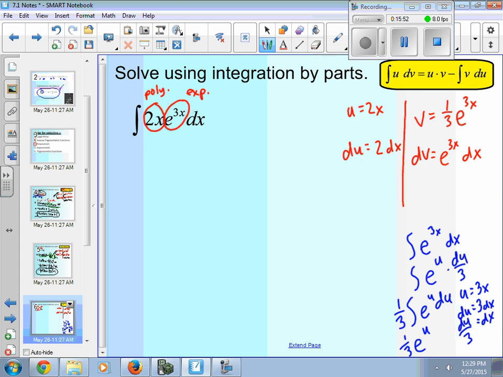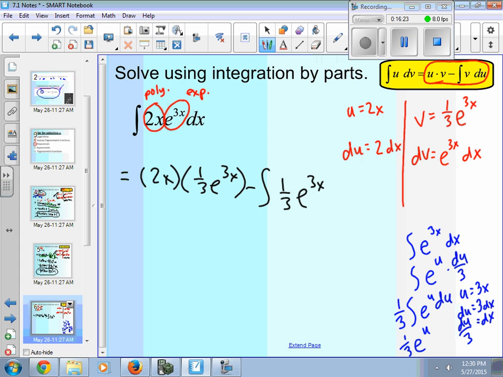All right, now I want you to pause again, see if you can write out the integration by parts formula and see if you can figure out what the antiderivative of this is. All right, hopefully you've had a chance here to try that out. You got 2x times v, which is 1/3 e to the 3x, minus the integral of that same thing v times du, which is 2 dx.